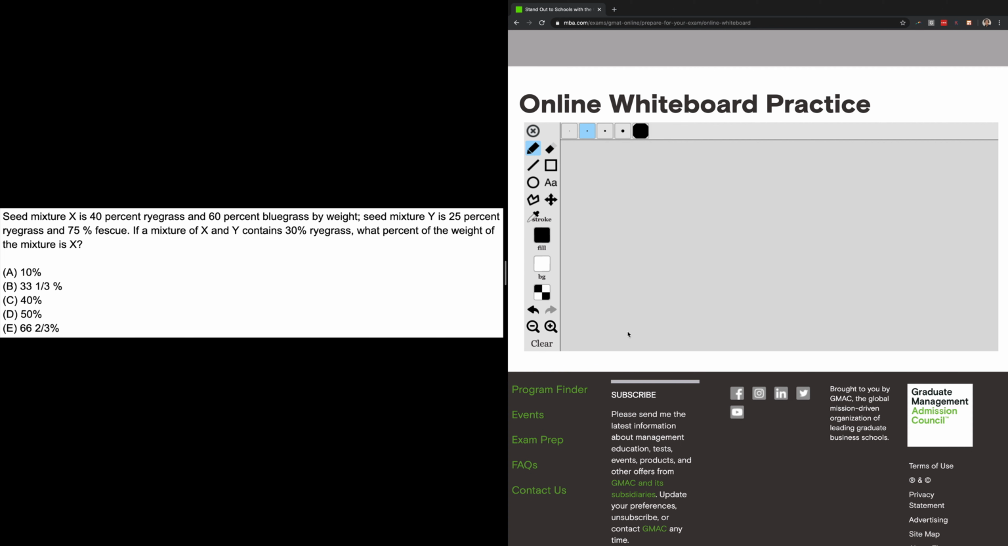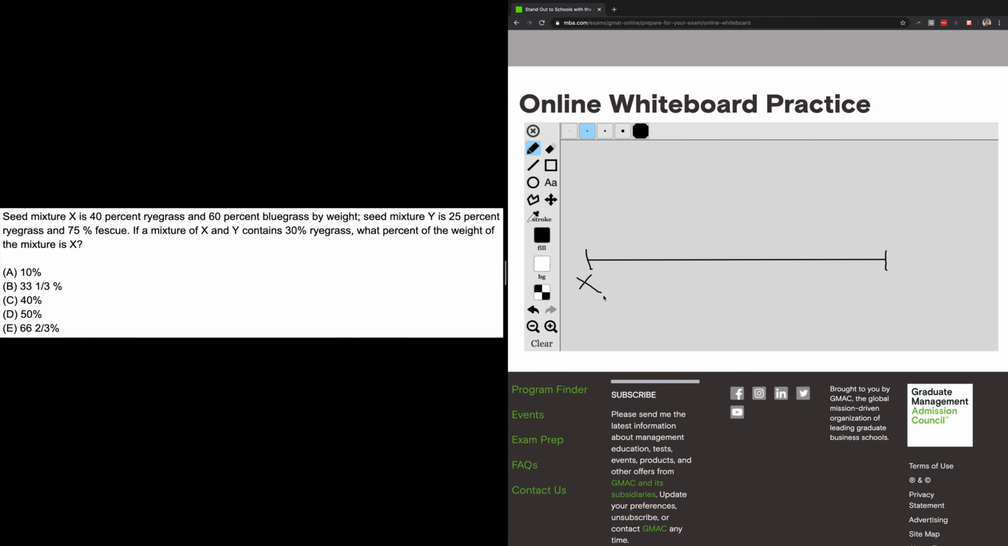We're continuing with the online whiteboard just to give you a sense for how to use this thing for your online GMAT. Today we're looking at a word problem from the GMAT official guide. It's an average rate question, and we're going to look at two ways to solve it. The first way, I would draw a line like this. And we're going to go ahead and put our information on this line.